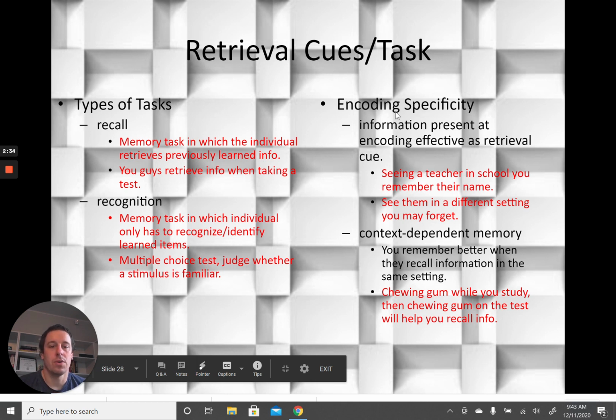Okay, so the context is really, really important for your memory. Okay, that's what context-dependent memory is. So you remember better when you recall information in the same setting. So once again, if you're in that setting, you're going to remember things better. We've already talked about that over and over. Okay, so those are just a couple terms that you guys probably should have an idea of.